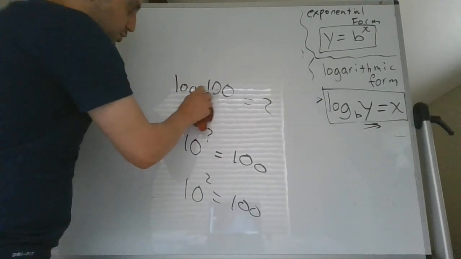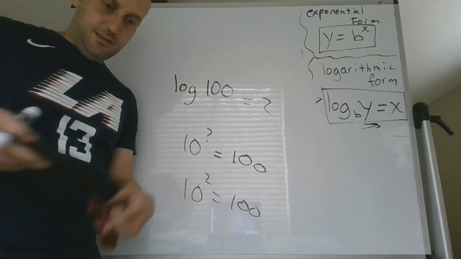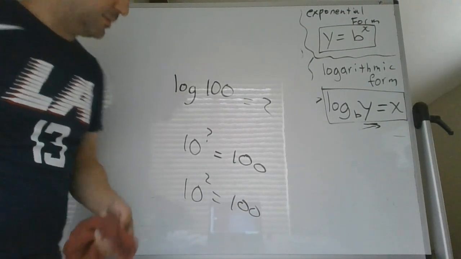So on the calculator, if you do log of 100, so right now go ahead and do it. Press log, then 100. You'll get 2. Cool.